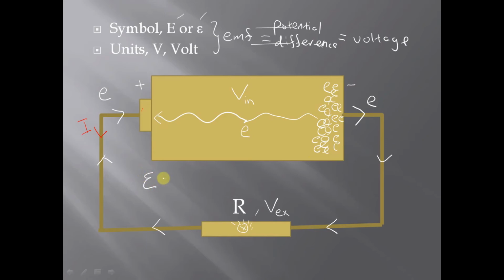EMF sebenarnya merupakan voltan juga, tapi voltan ini adalah sebenarnya gabungan daripada voltan mengalir di luar campur dengan voltan yang mengalir di dalam. So this is what we call EMF. It's a two-in-one, I would say. So basically, outside plus inside is equal with the EMF. EMF is the total voltage for the entire battery. Is that clear? I think it's kind of easy, right?